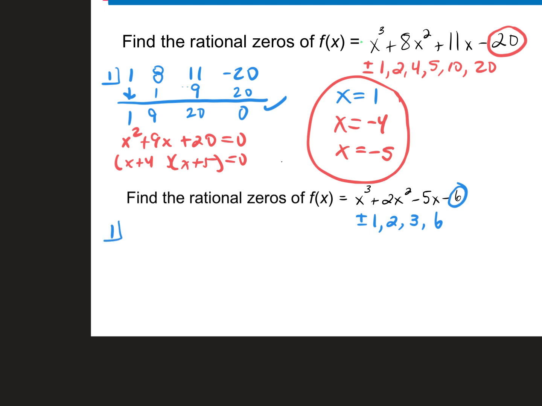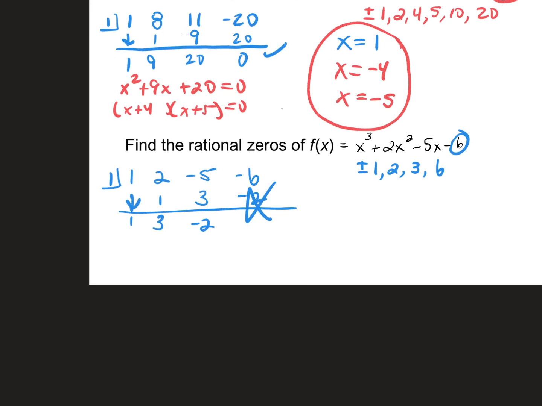So I'm going to write out the coefficients. 1, 2, negative 5, and negative 6. Go to the corner. What's 1 times 1? 2 plus 1 is 3. 3 times 1 is 3, and negative 5 and 3 is negative 2. Negative 2 and 1, is this going to be 0? Okay, go to the next one then. 1 doesn't work, so let's try negative 1.